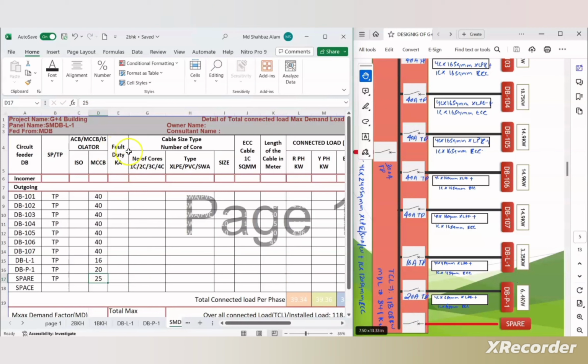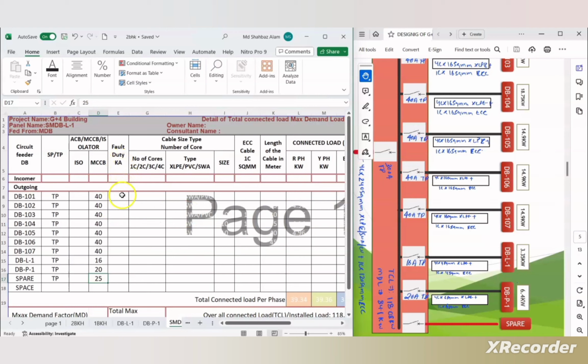When I was discussing the SMDB designing in part 6 video, I told you that the prospective short circuit fault current is a very vast topic, and I already have one video on the prospective short circuit fault current calculation at every stage of electrical installation, like at transformer level, MDB level, SMDB level, final distribution board level, and at the load level. This is a very deep topic.